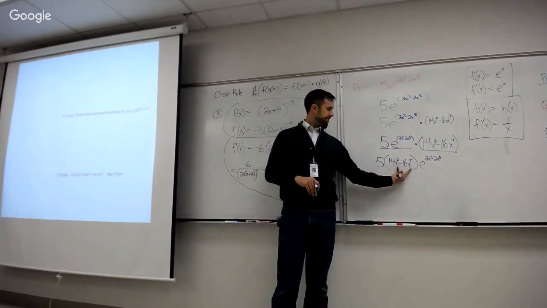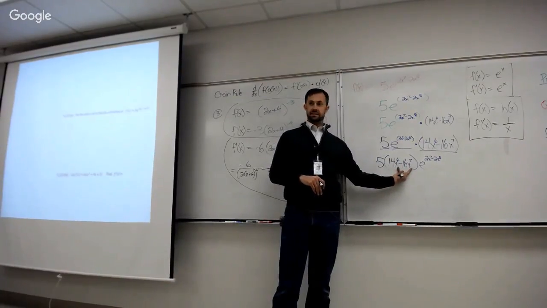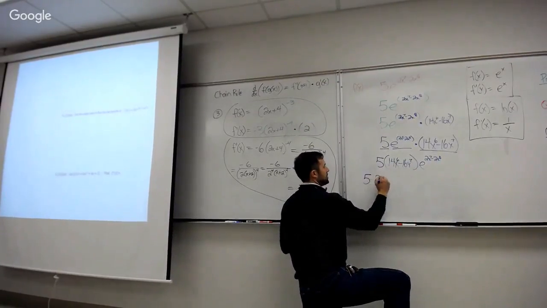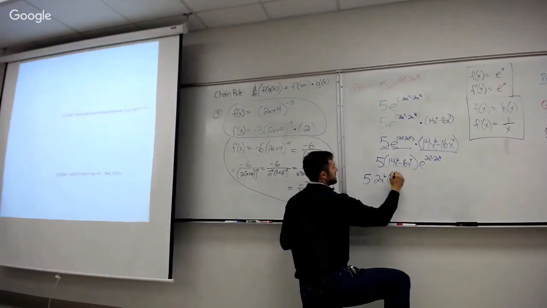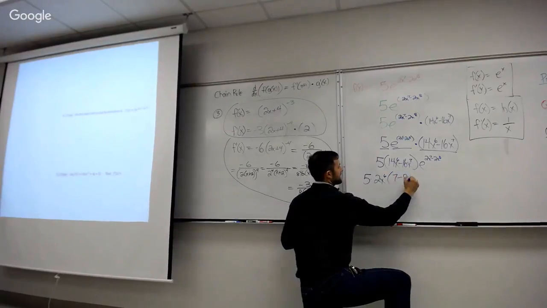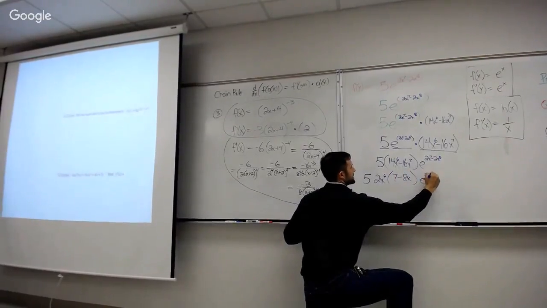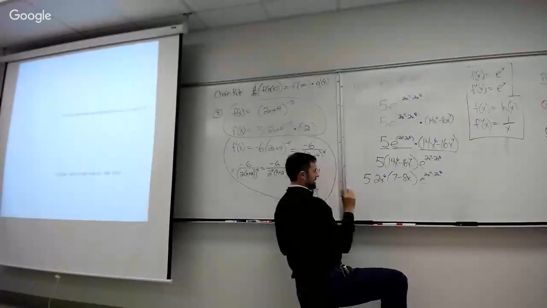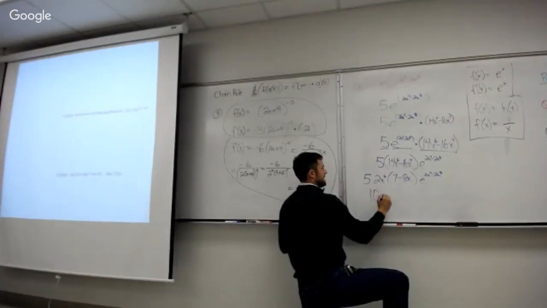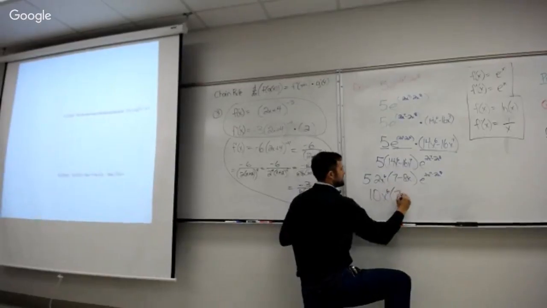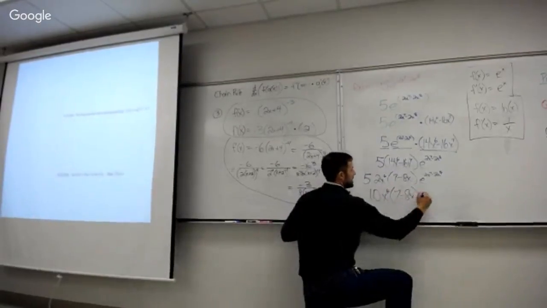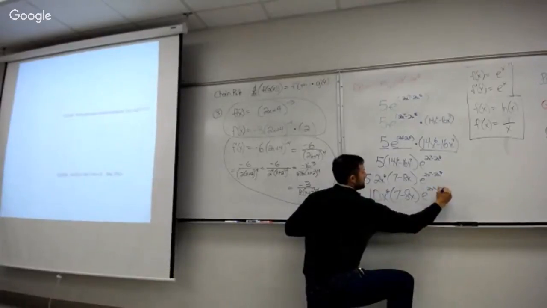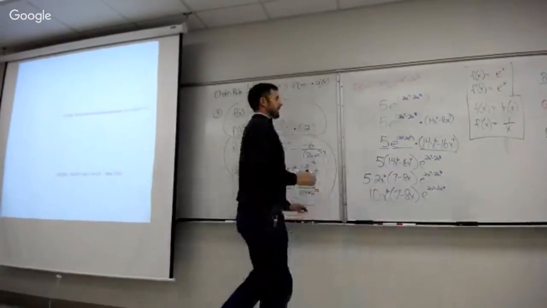2x to the 6th. I can take out a 2x to the 6th. So now I have a 5, a 2x to the 6th, outside of 7 minus 8x, all times e to the 2x to the 7th minus 2x to the 8th. So now what do we have? 10x to the 6th times 7 minus 8x times e to the power of 2x to the 7th minus 2x to the 8th.